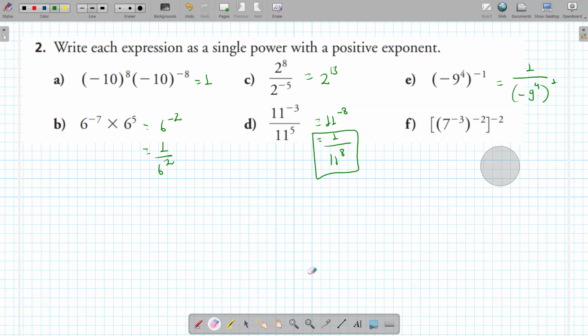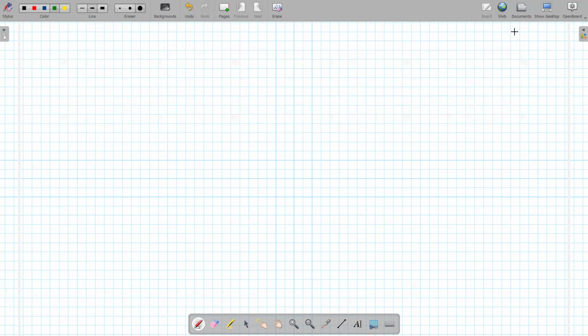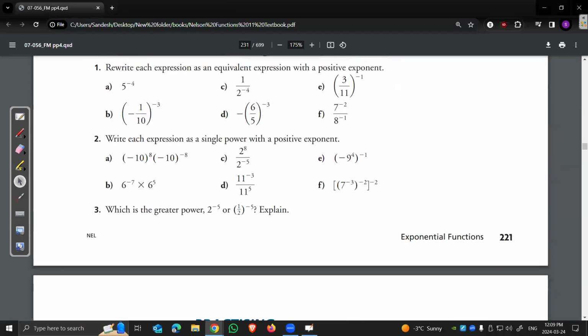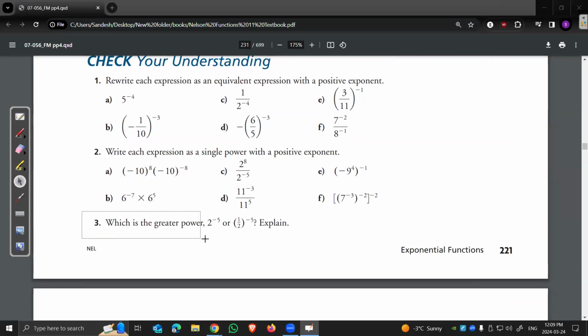For F, you just multiply all three numbers. So 7 to the 6 times -2, -12 becomes 1 over 7 to the 12. And you're done. Cool? That's it. That's the idea. You either add or you subtract. It's not terribly difficult. Let's look at 3.